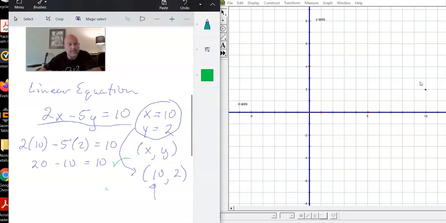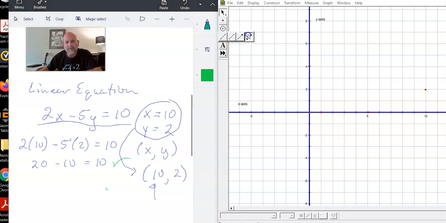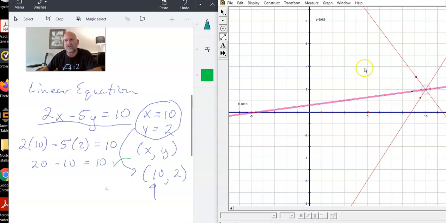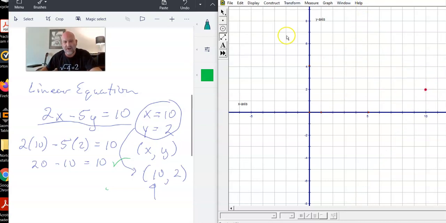So that works, right? That's a winner. Now, we can't graph it with just one point, right? We need at least a second point. Because if you look over here, there's actually an infinite number of lines that I can draw through this thing, right? It doesn't determine a line yet. And we want to be able to narrow it down to a single line. So let's go ahead and see if we can find a second point.